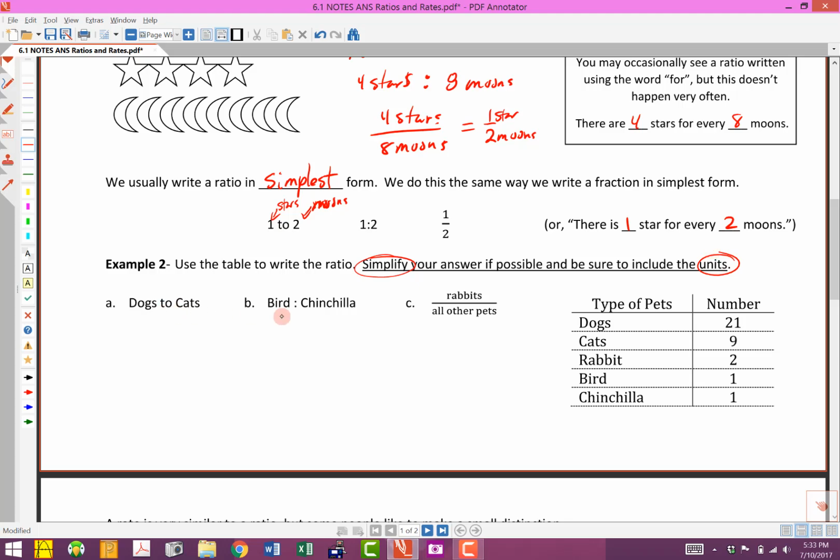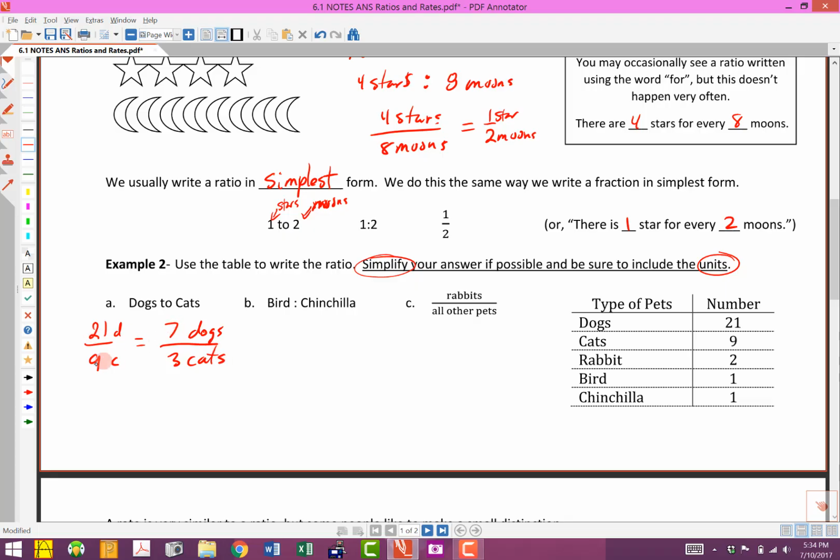So let's do dogs to cats. We've got 21 dogs to 9 cats. We normally write these as fractions, so I'm going to do that here. This is 21 to 9, and I'm going to put a D here and a C here, for dogs and cats. Now we can actually reduce this. You'll notice that we've got a 3 in common with each one of these. So 3 goes into 21 seven times, so we're going to say 7 dogs to, reducing this, 3 cats.